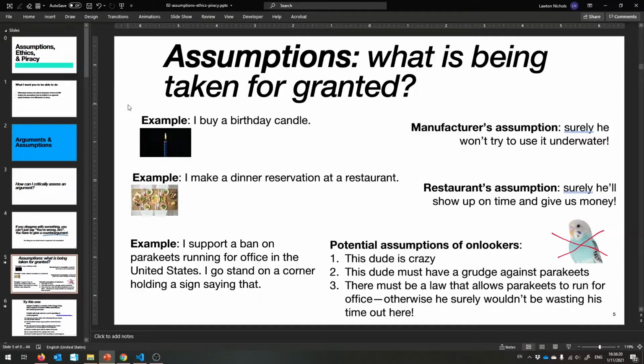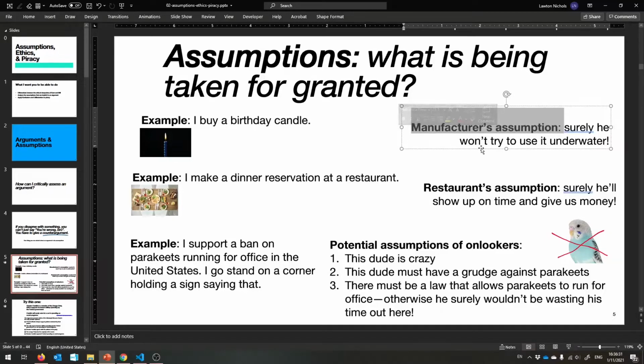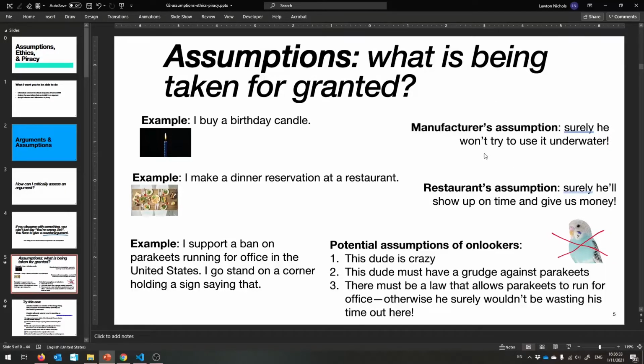So let's just get on the same page. I have 3 examples. The first one, I buy a birthday candle, happy birthday to me, and the manufacturer of the birthday candle is, I think, assuming that I'm not going to try and light it underwater, okay? Because obviously it won't work, and in that case, maybe I'll try and sue the manufacturer. But they're going to win because of this assumption, right? Any reasonable person would make it.